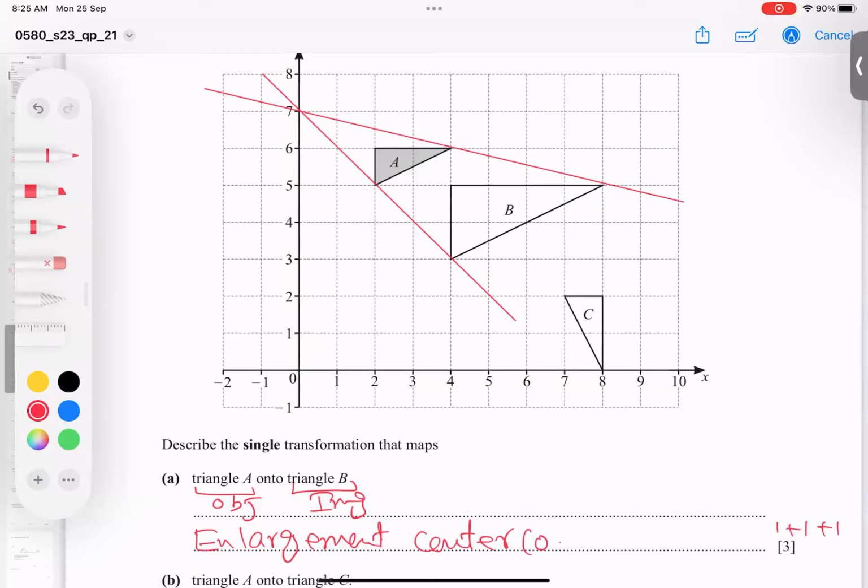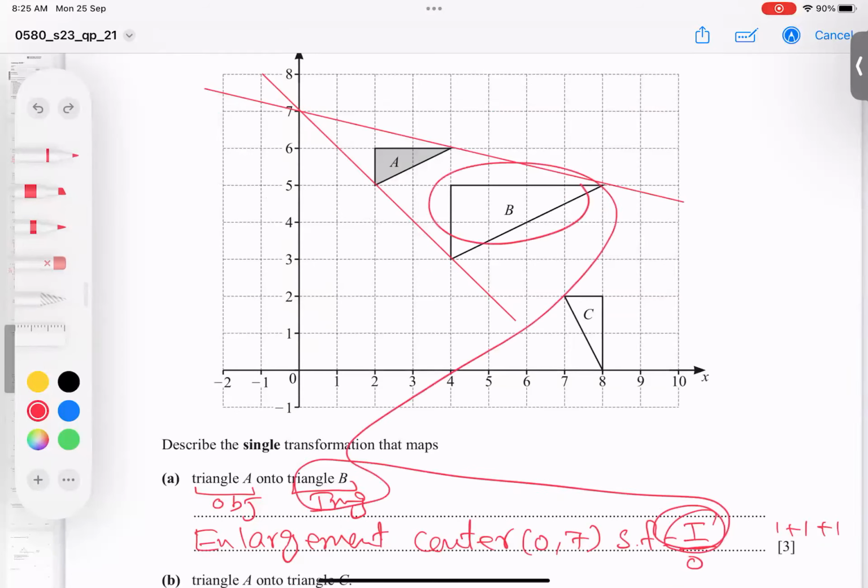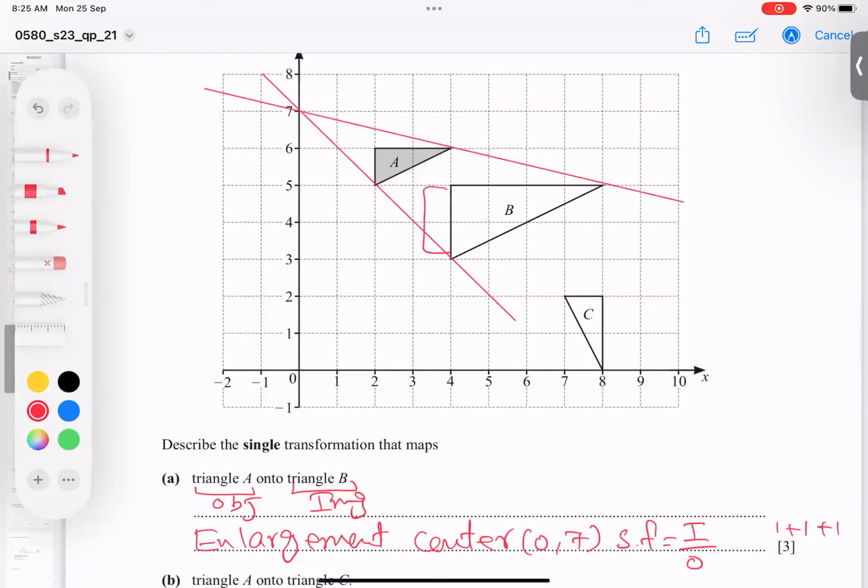So the scale factor formula for this is image size by the object size. What is image? B is image. And what is object? A is object. I can take any side. This is 2 boxes, this is 1. So 2 by 1. Or these are 4 boxes, these are 2. So 4 by 2 also becomes 2, so no problem at all. So what is the final answer? I'm writing here image size over object size. I count this 2 by 1, so the answer is coming 2.